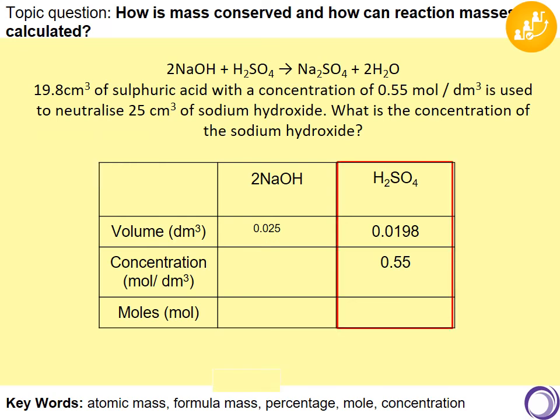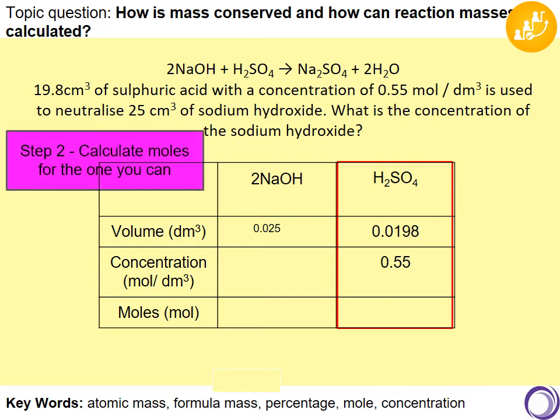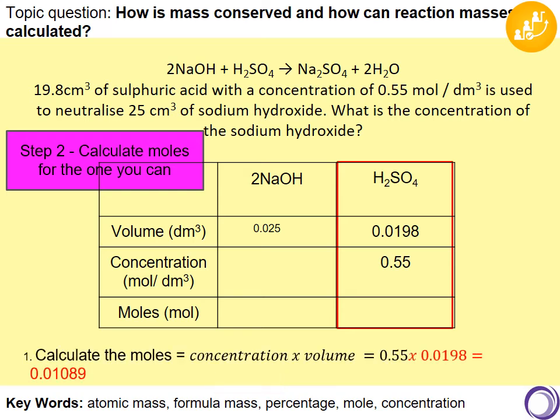We can now see that for the sulfuric acid I know both the volume and the concentration. This means that I am able to calculate the moles. To calculate moles, we must multiply the concentration by the volume. In this case, that would give me a number of moles of 0.01089. At this point, I am not going to round up my numbers. I'm going to leave that till the end so that the answer is more accurate.